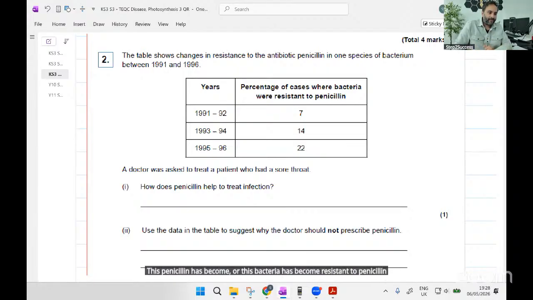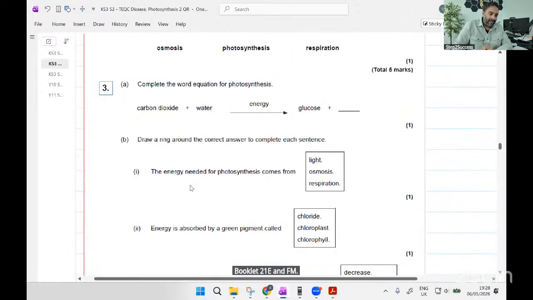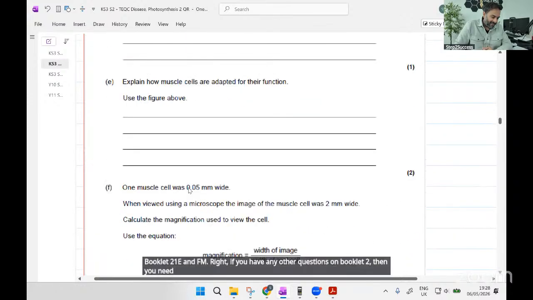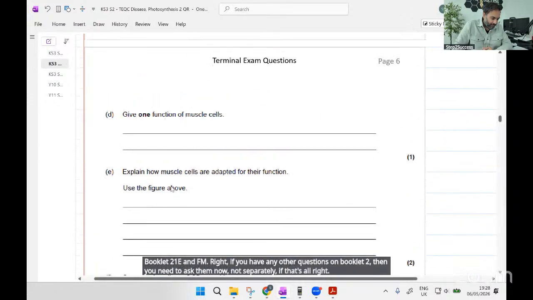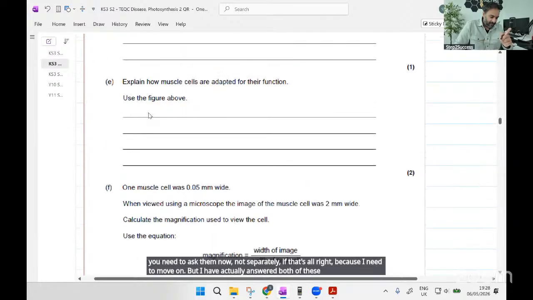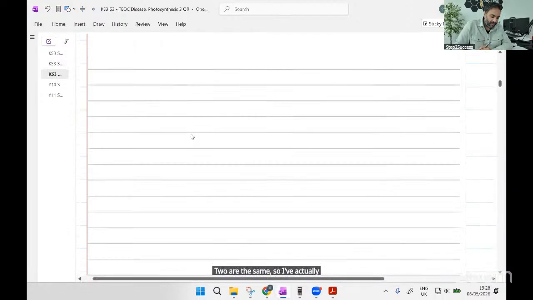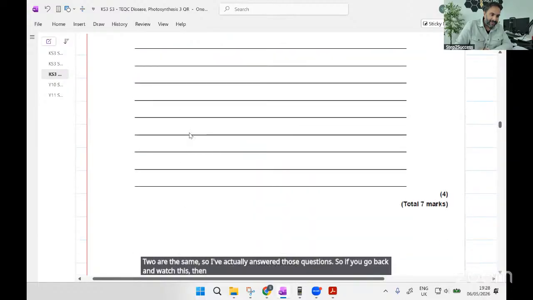Booklet 2, 1E and F. Right. If you have any other questions on booklet two, then you need to ask them now, not separately, because I need to move on. But I have actually answered both of these questions in the video earlier because booklet one and two were the same. So if you go back and watch this, then you'll have the answers to that. So booklet three.